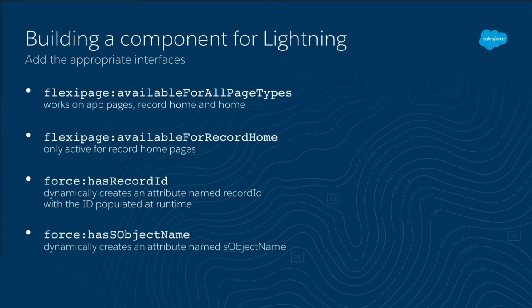Now, we've provided some really nice assistance as well for you in Summer 16. When you go to create a new Lightning component, there are now some options that appear inside of the developer console. So when you create a new Lightning component there, you'll see a series of checkboxes, and those checkboxes map back to the interfaces that we were talking about here.